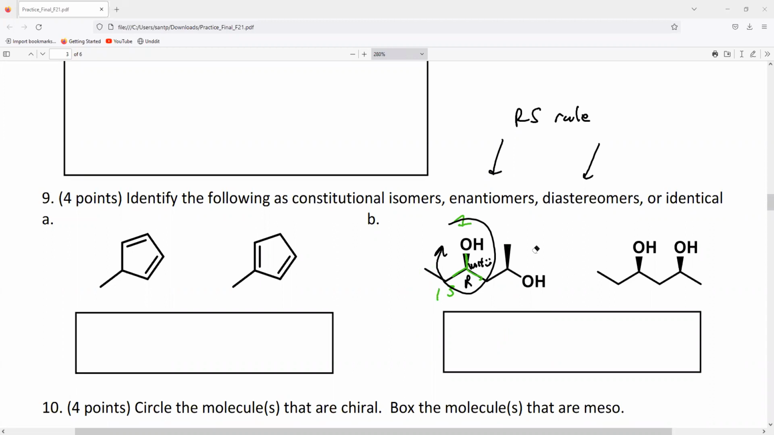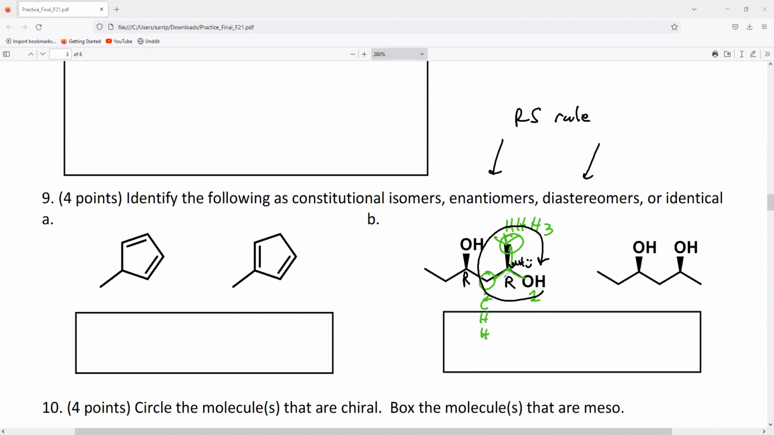If I do the same thing on the other side, again, I look at this carbon here. I have an oxygen, a carbon, and a carbon. So oxygen automatically wins, 1. I look here and here, I have what looks like a CH2, because I have two H's and a carbon. And then here I have an H, an H, and an H, because I just have three hydrogens coming out of that. So this guy wins 2, this guy wins 3. Again, hydrogen's in the back, so I know there's no shenanigans there. So 1 to 2 to 3 looks to me like a clockwise line, so this is also R.